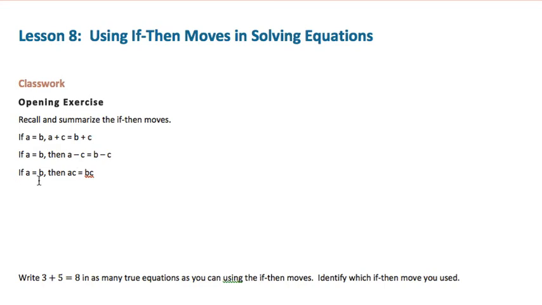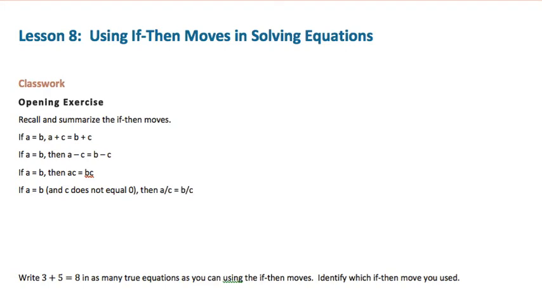And finally, if A is equal to B, and C is not equal to 0, and that's because we can't divide by 0. It's the only reason we add that in there, because we can't divide by 0. Then A divided by C is equal to B divided by C.